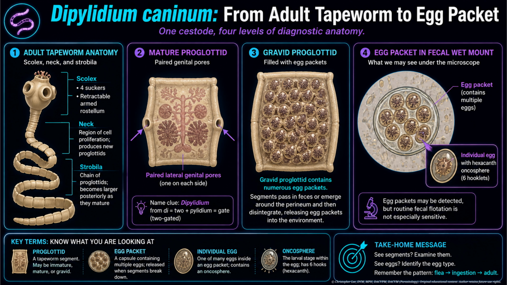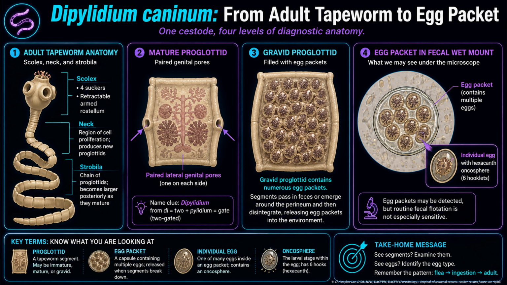Now pause the life cycle and look at what the tapeworm is actually built from. The adult begins with the scolex, which anchors to the small intestinal mucosa using 4 suckers and a retractable hook-bearing rostellum. Behind the scolex is the neck, the region that produces new proglottids. Together, those proglottids form the strobila, or segmented body of the tapeworm.